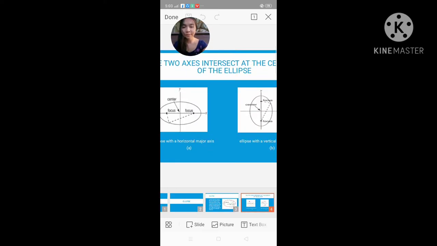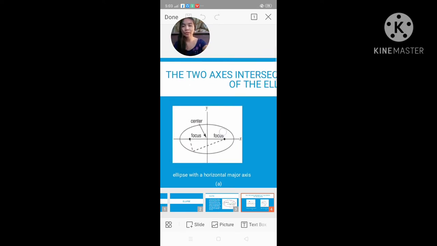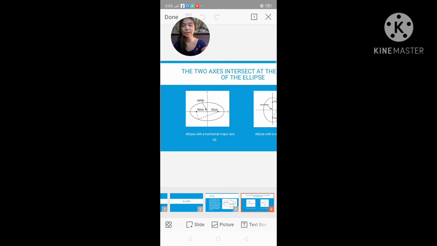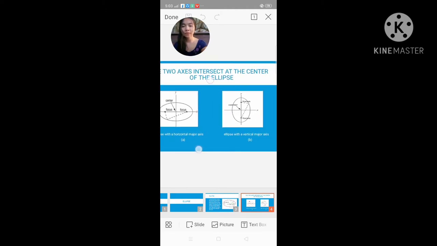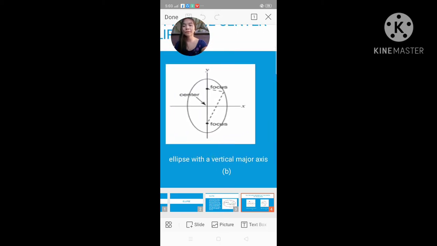This picture shows the ellipse with a horizontal major axis. The two axes intersect at the center of the ellipse, the horizontal and the vertical. The vertical will be the ellipse with a vertical major axis. Have you seen our foci joining from the center?